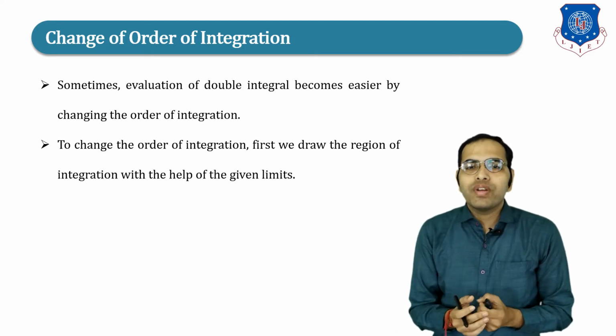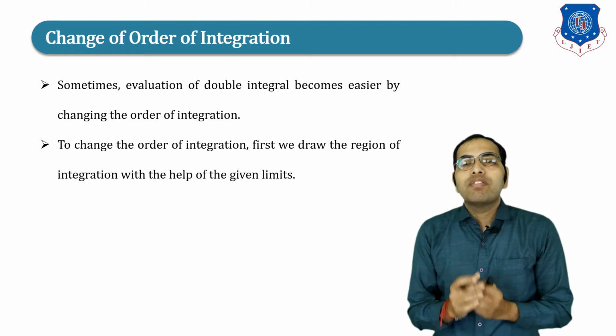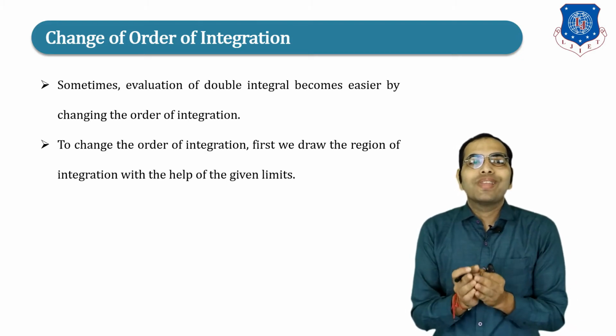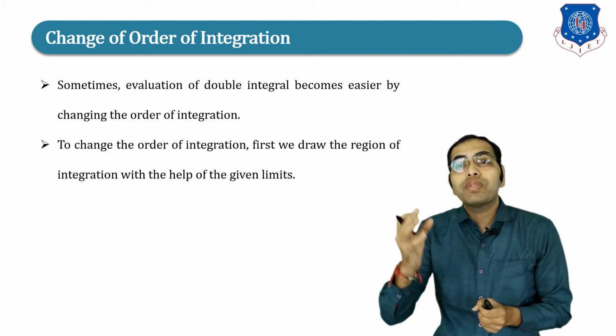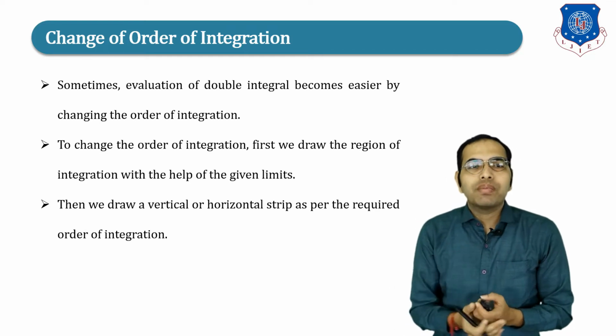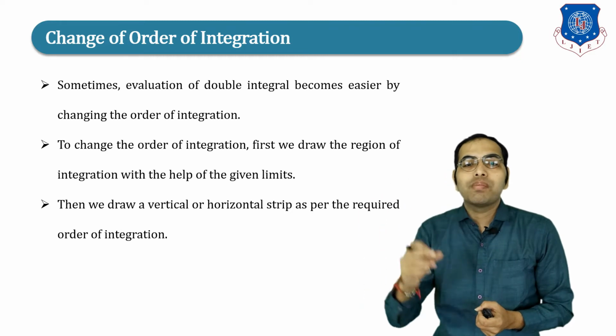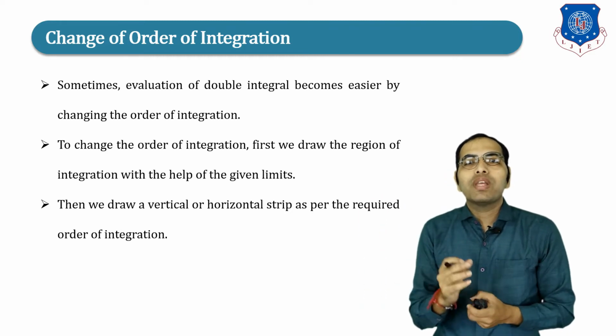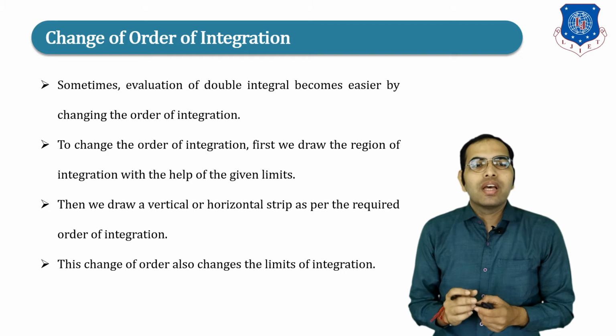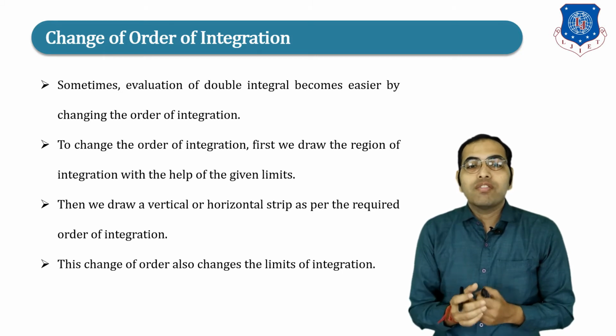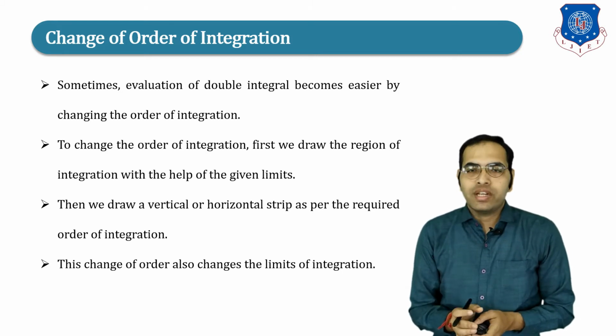To change the order of integration, firstly we have to draw the region of integration with the help of the given limits. Then after, we draw a vertical strip or a horizontal strip, as per the requirement of our order of integration. This change of order is also called changing the limit of integration.